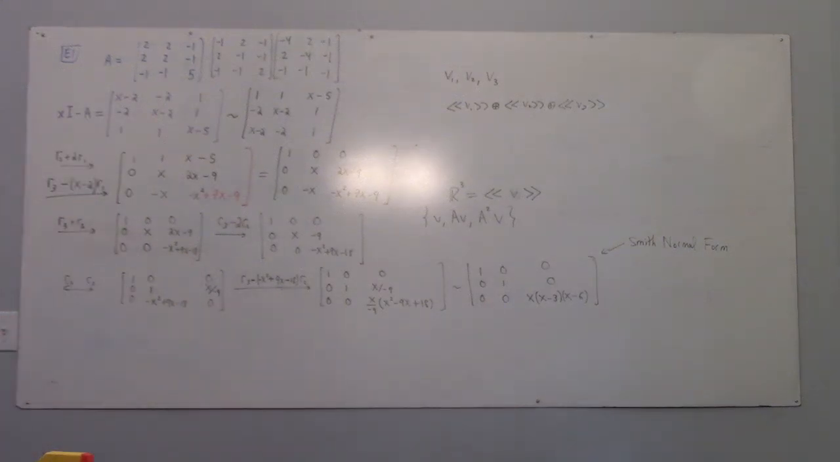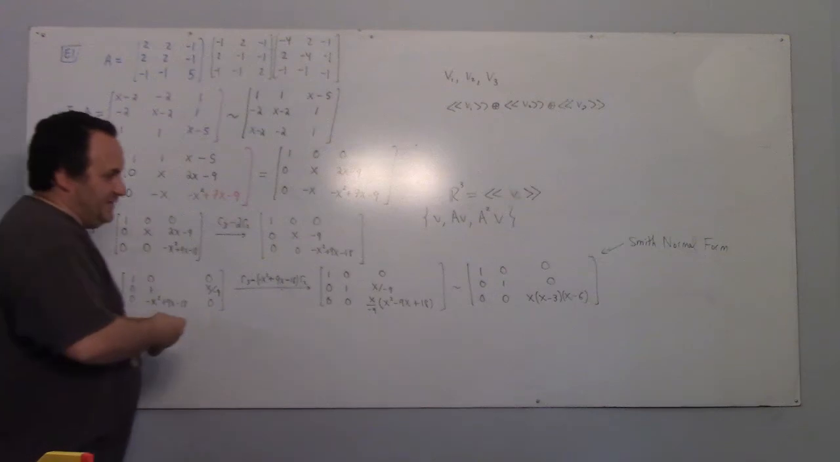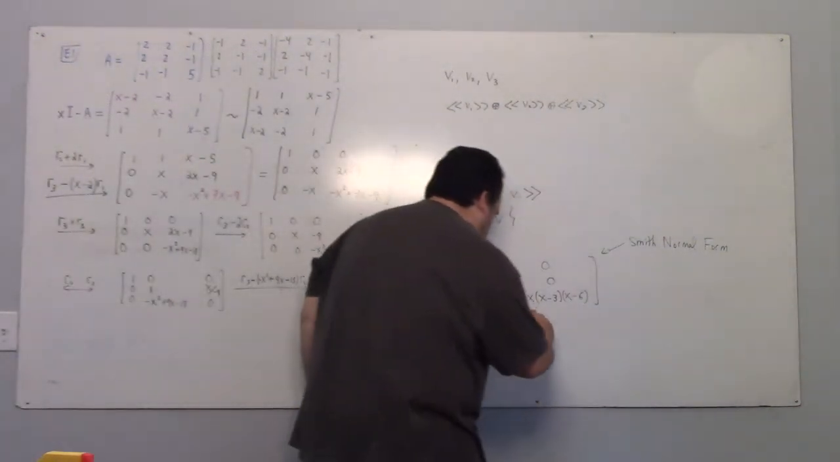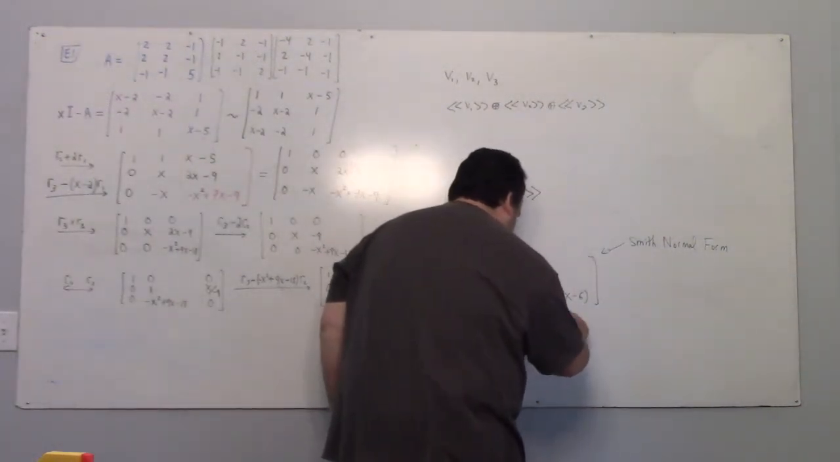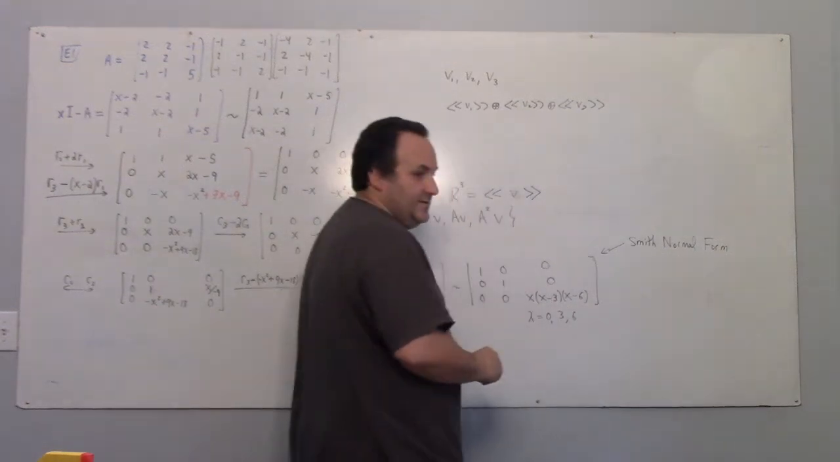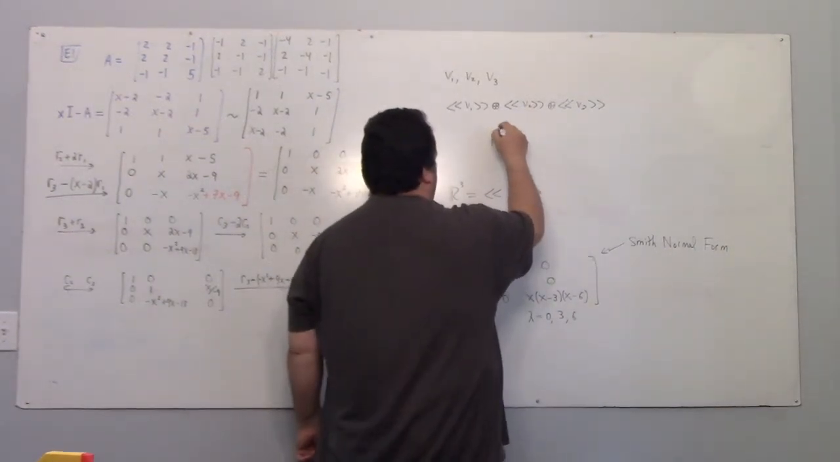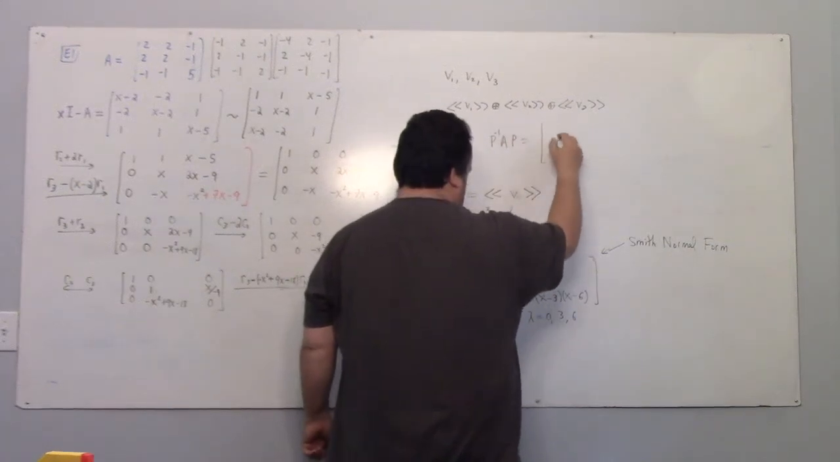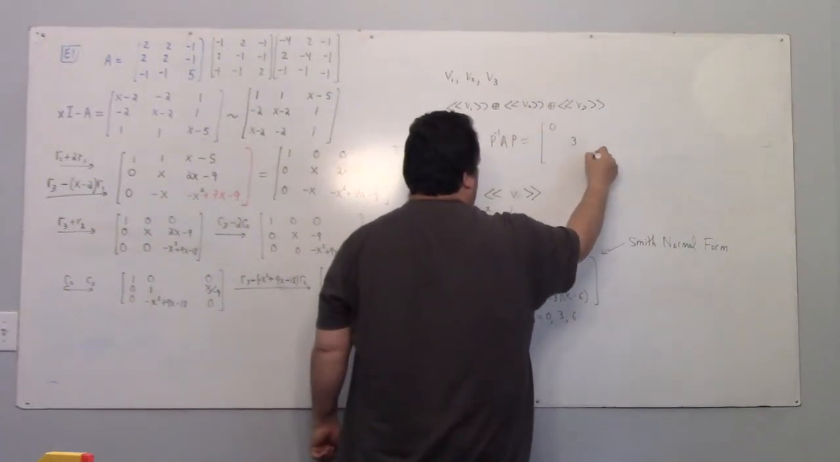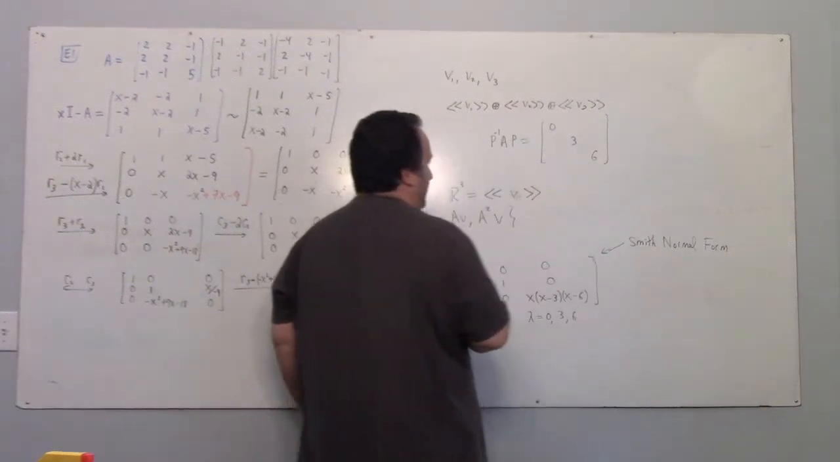Can I trust you? Yeah, I don't want to do it. But that should give us the zero matrix. Okay, so this also tells me that the eigenvalues are 0, 3, and 6. Which means that there exists P such that P inverse AP is equal to 0, 3, 6. Like that.